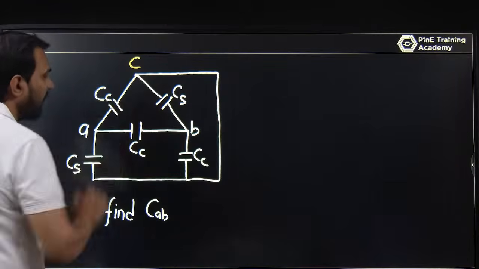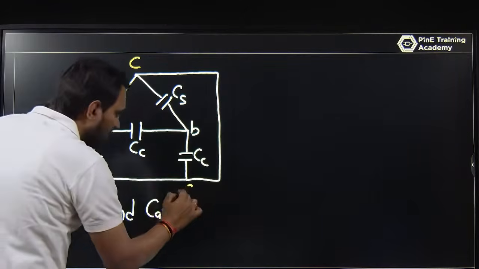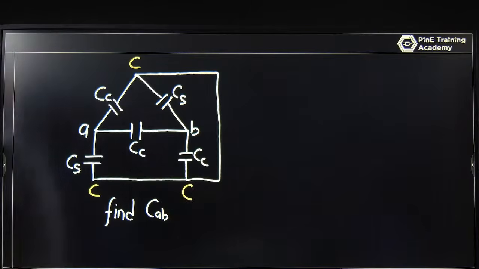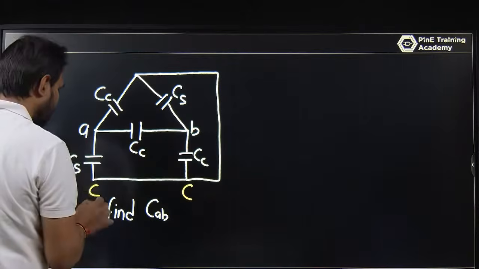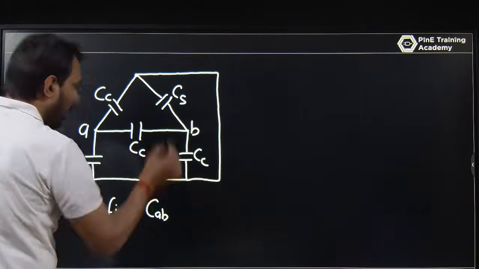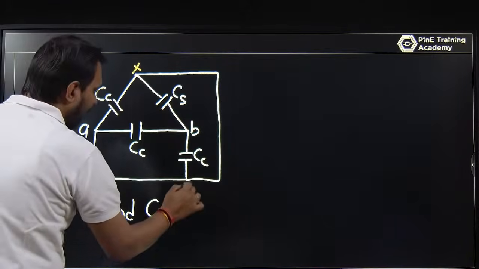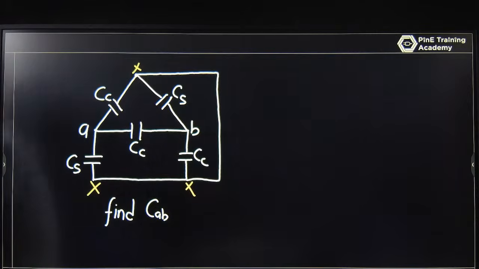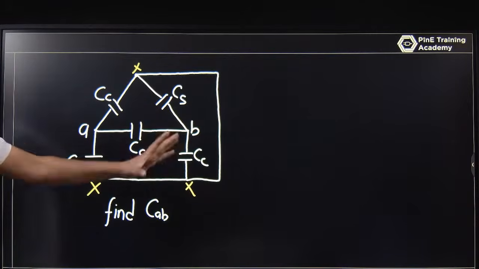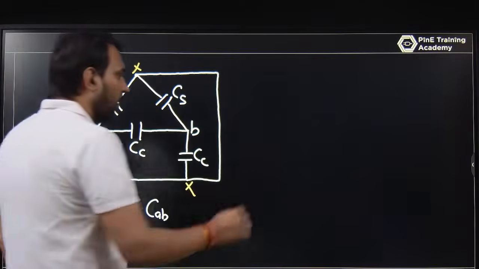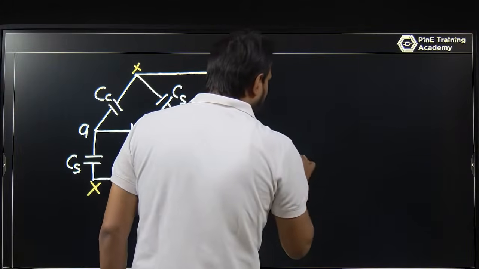So I am writing this is C. This is C, so this is also C. This is also C. And if you may be confused, just write it. Okay, that is X. That all are C. That X, X, and X. And just solve it in a simple way. So this is A to B.